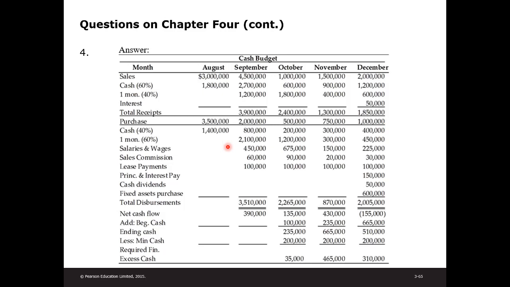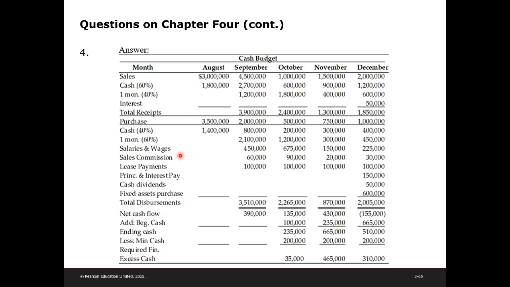Then we need to calculate the 1 month lag. Of course, we don't have here in August a 1 month payables, so we will start with September by multiplying the 60%, the remaining amount of the purchase, by the purchase of August, which is the 3,500,000. Multiplied by 60% will give us 2,100,000. And for October, we will calculate the 1 month accounts payable by multiplying 60% by 2,000,000, which will give us 1,200,000, and so on for November and December.